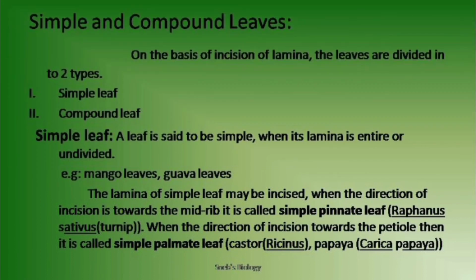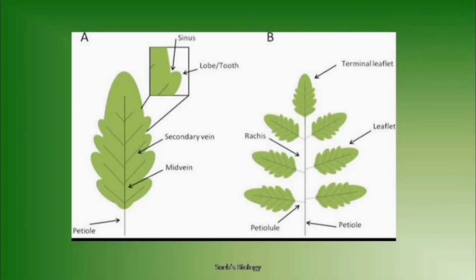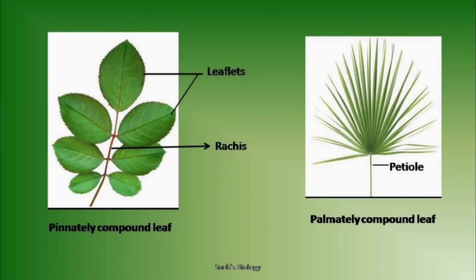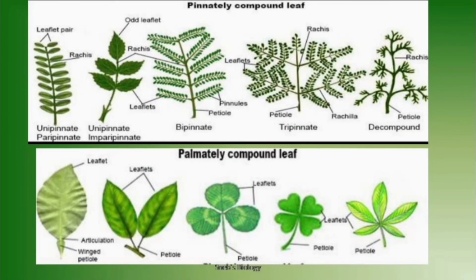Next we have studied types of leaf on the basis of incision or cuts. It may be simple leaves or compound leaves. Compound leaves are again divided into pinnately compound and palmately compound, and the pinnately compound leaves are again subdivided into unipinnate, bipinnate, tripinnate and decompound leaves, and palmately compound leaves are also divided into unifoliate, bifoliate, trifoliate, quadrifoliate and multifoliate.